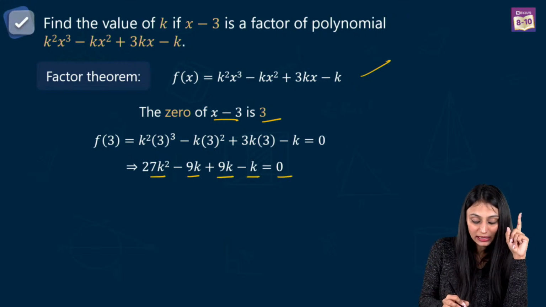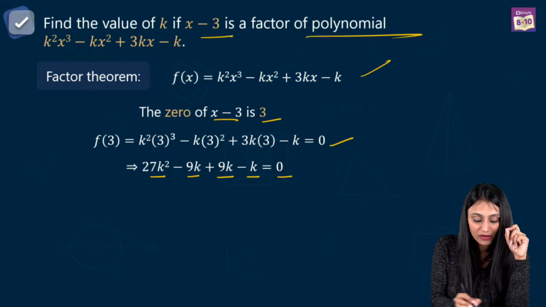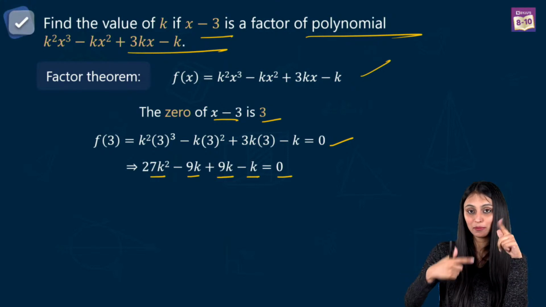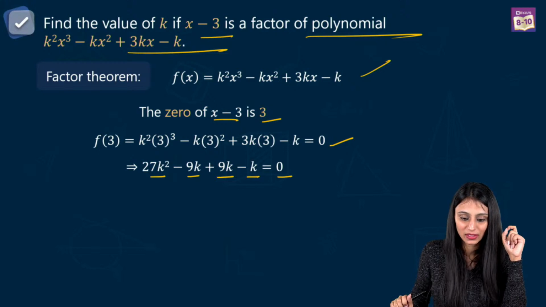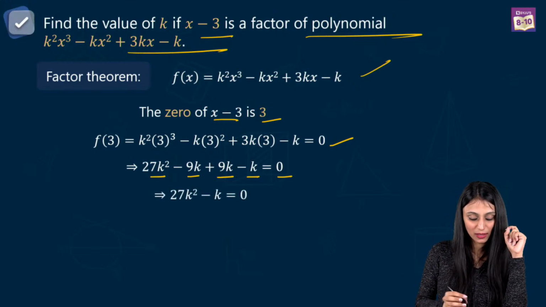Why am I putting it equal to 0 this time? Reason being, the question itself says that this is a factor of this given polynomial, right? So that means once I put 3 in place of x, the entire polynomial should be equal to 0. Yes. Alright. So this gets cancelled.